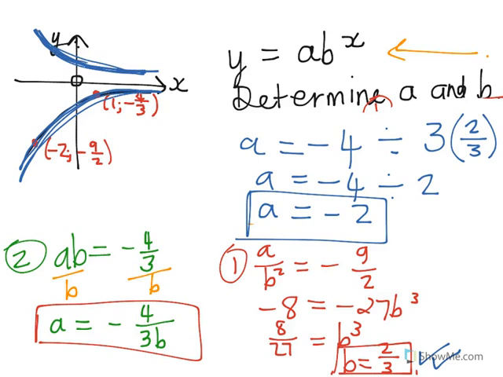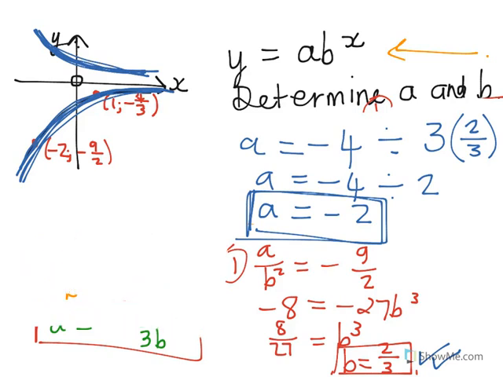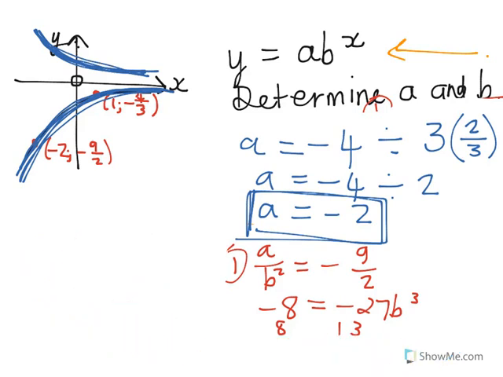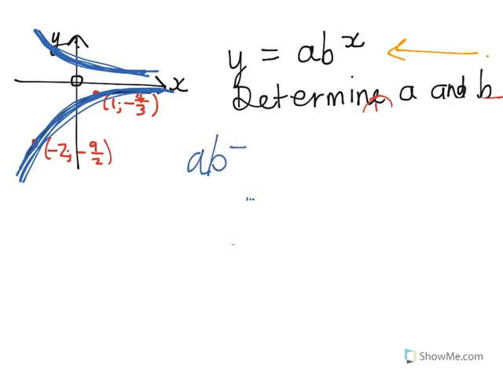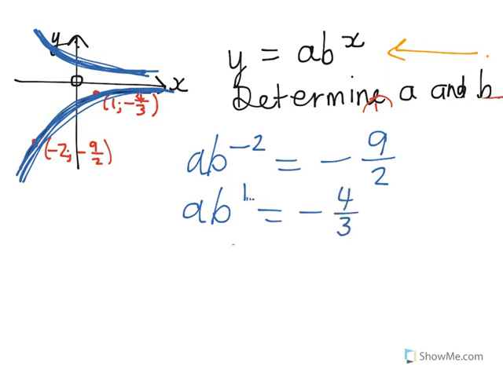We expect that it would be a decreasing function, and then a being negative would cause it to be reflected and to look like this. And of course, another way that you could have gone about solving this, that some of you illustrated last term, is to start out by writing down those two equations using your input-output pairs. So when my input is negative 2, my output is negative 9 over 2, and when my input is 1, my output is negative 4 over 3.